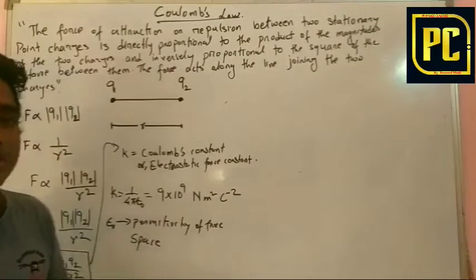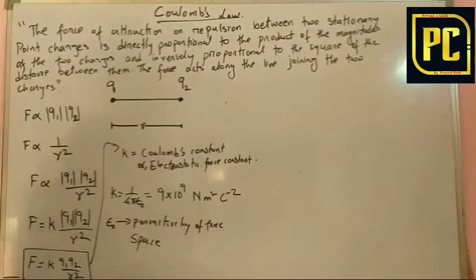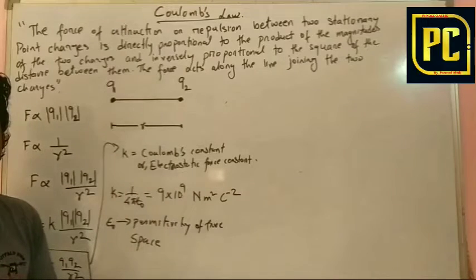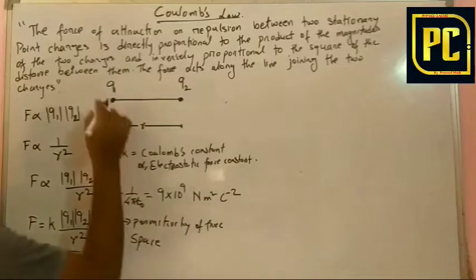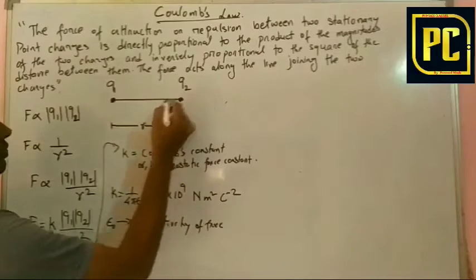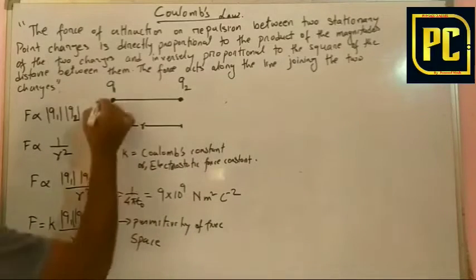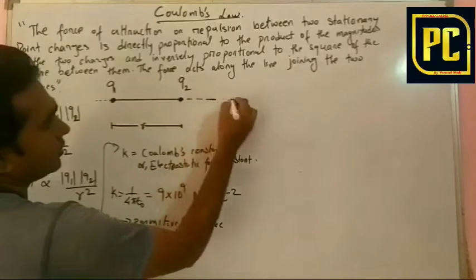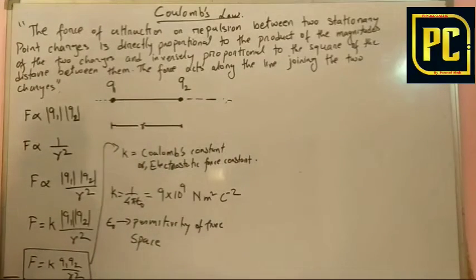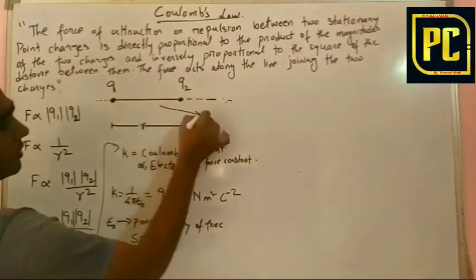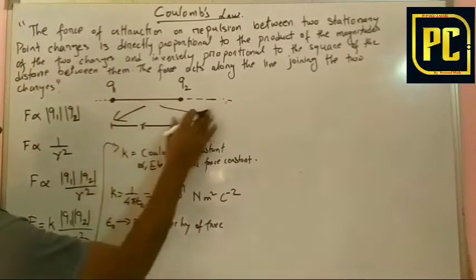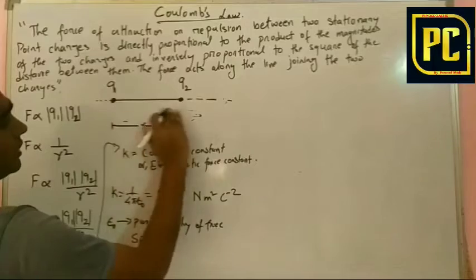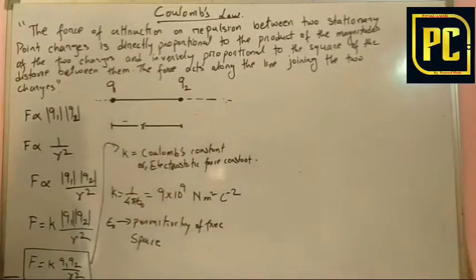One thing in Coulomb's law is the last line: the force acts along the line joining the charges. What does it mean? If I have two point charges, the resulting force, whether it is attractive or repulsive, will act along this line, not along any other line. So the force acts along this line only.